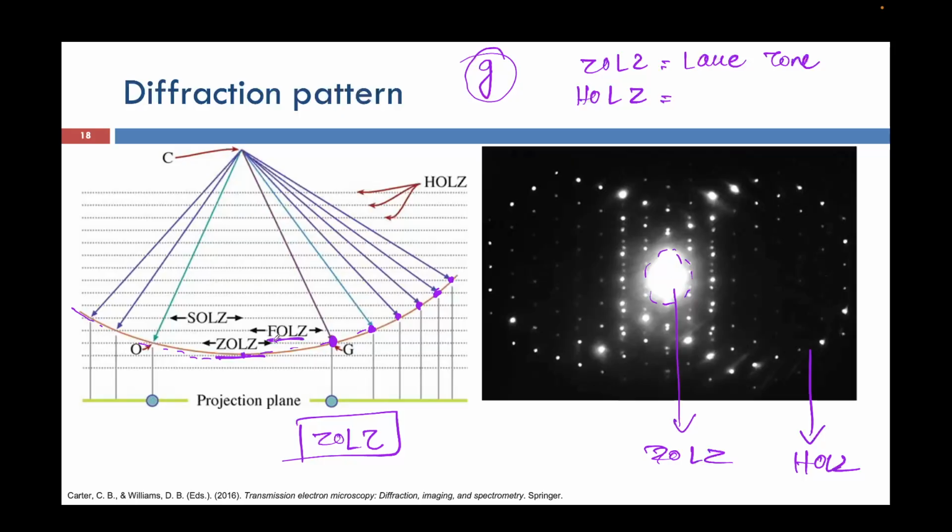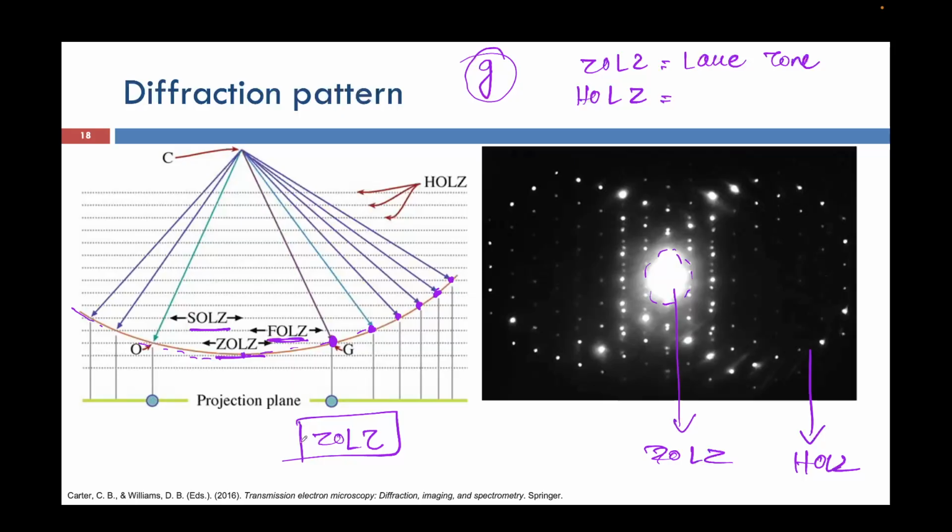FOLZ, you can see that is first order Laue zone. SOLZ, second order Laue zone. For those Laue zones, what will be the criteria? The criteria we can see later when we see it in vector notation, how the multiplication of K into R will be giving you some integral value. So we'll see it in the next class.